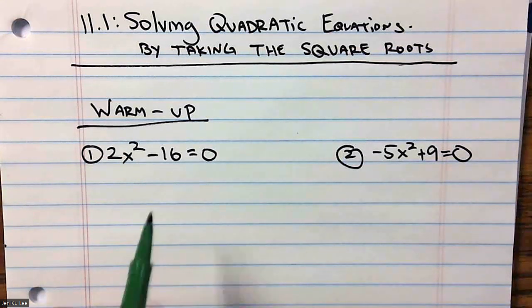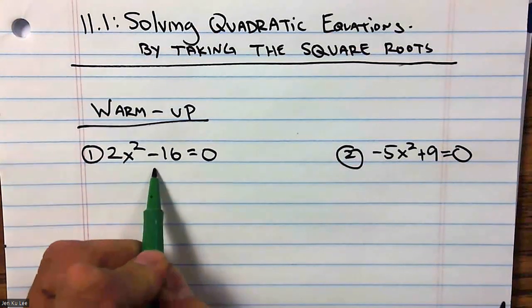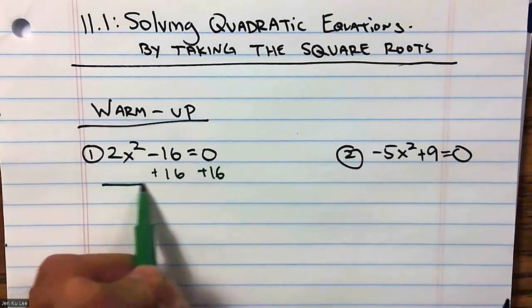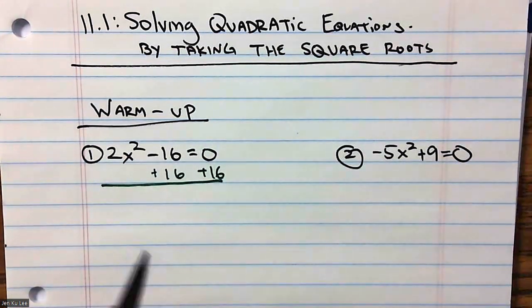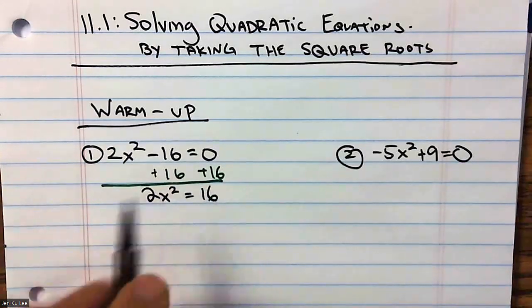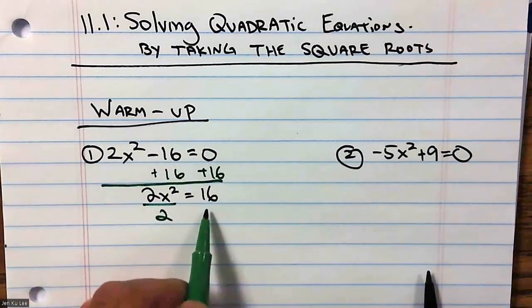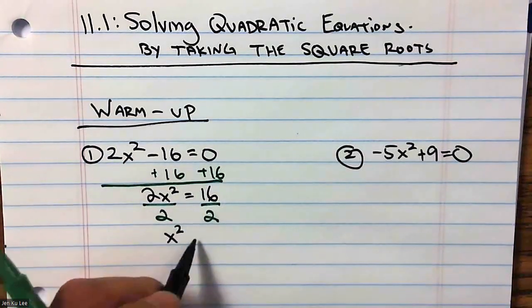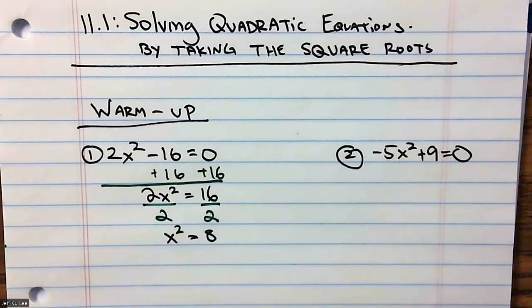So here, if you look at this, we're going to add 16 to both sides, right? So 2x squared equals 16, and then divide by 2 on both sides. So we get x squared equals 8.